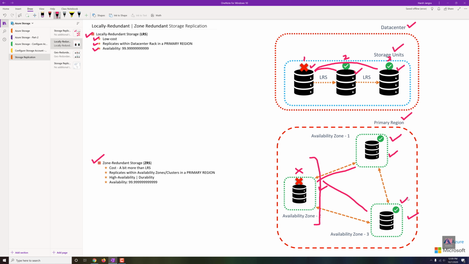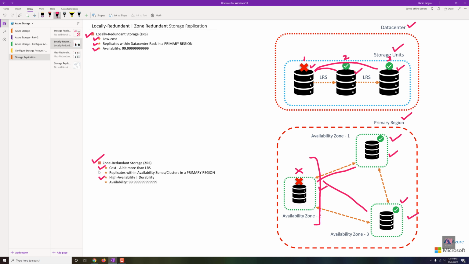Until then, it's absolutely fine. Now let's talk a little bit more about the cost. So guys, ZRS is a little bit costlier than LRS, and certainly it is costlier because it provides you high availability and durability, since it copies your data, the storage unit, from one availability zone to another availability zone. So I think it helps you to understand better.